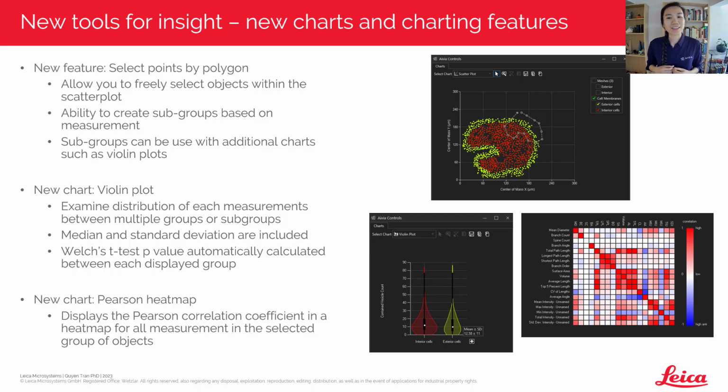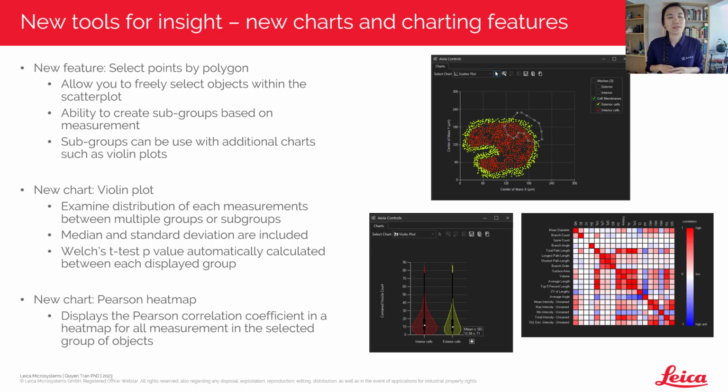First up is the selection by polygon within our scatter plot. Using this feature, you can select any group of objects that you want in any shape that you want. Once the selection has been made, you can create subgroups for further examination. In my particular example here, I looked at the scatter plot of the XY coordinates of cells within an organoid. Using the select by polygon feature, I selected and separated the interior and exterior cells.